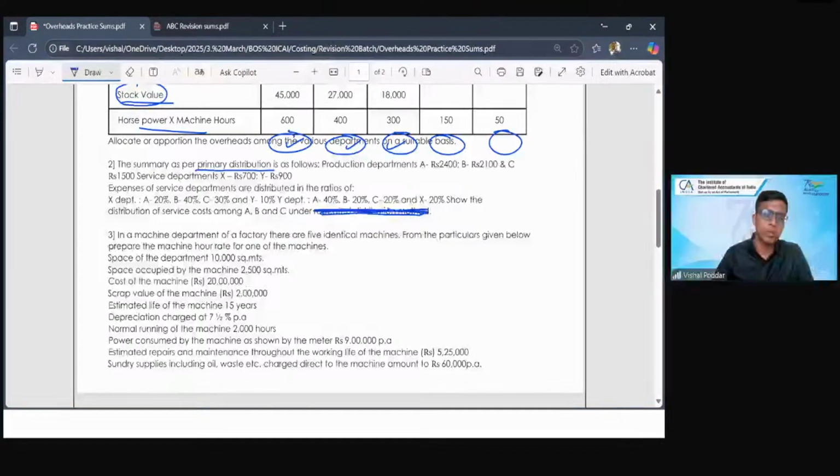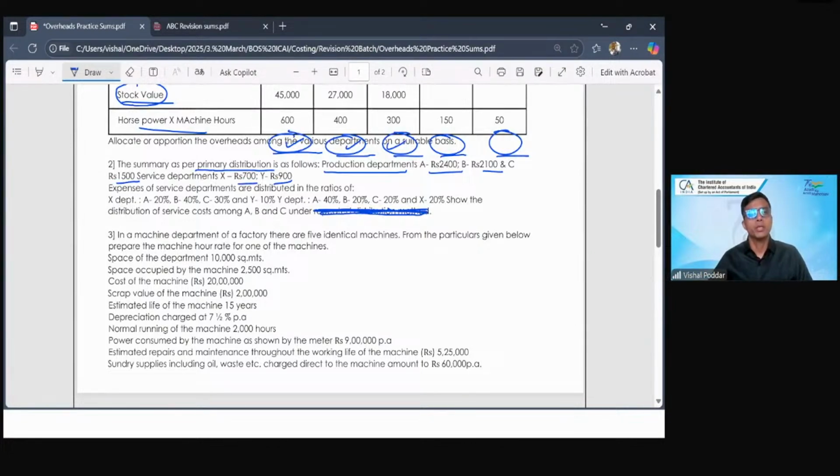Now, when they do not want the primary part, because many times exam questions may be of 4 or 5 marks, and they do not want you to do primary also. Why? Because primary itself is carrying 4 to 5 marks. Now, when they want to ask only secondary, they will directly start with the totals of primary. So they have already done primary distribution. So they are giving you the totals. Like here, they have already given production department is this, B is this, C is this, and X and Y is this. So they have already done primary.